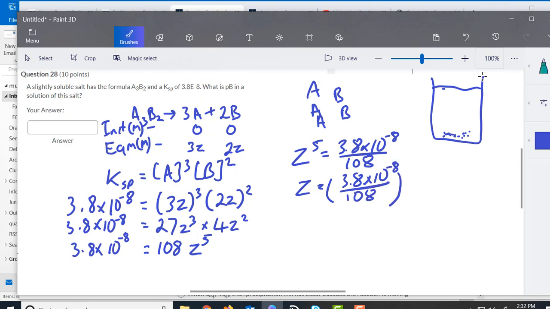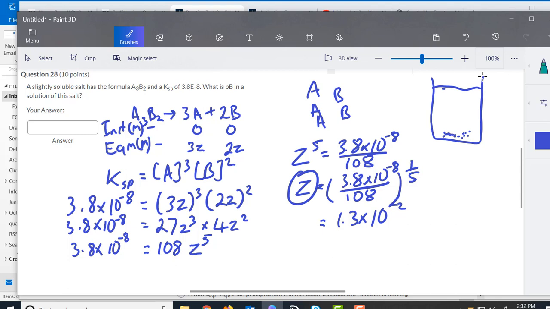Z is going to equal 3.8 times 10 to the negative 8 divided by 108, to the power of 1/5. To do that, we take the 5th root, which is the same as to the power of 1/5. If you put this in your calculator, it should come out to be 1.3 times 10 to the negative 2. Now this is the Z value. It's not actually the concentration of B.